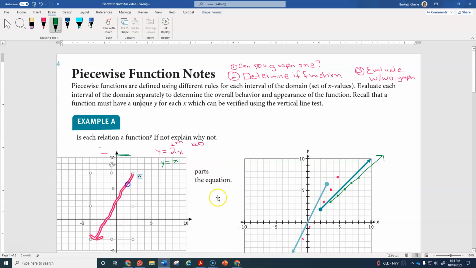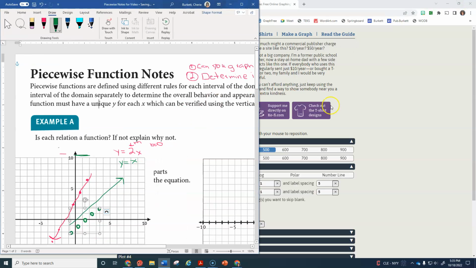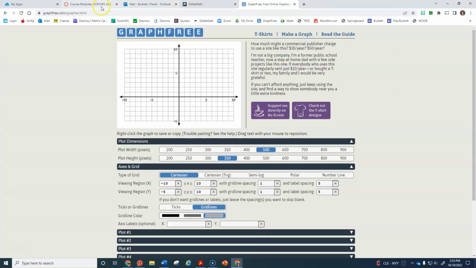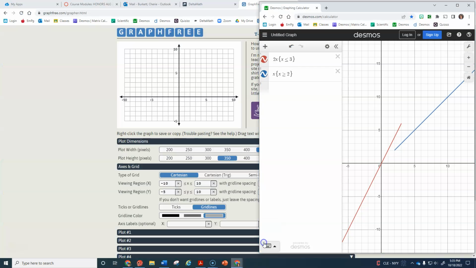Okay, so let me move all this out of the way. So you can kind of see where those came from, right? So that's where they got this. They graphed that equation in parts. I'm going to jump over now to Desmos and show you how they did it on Desmos.